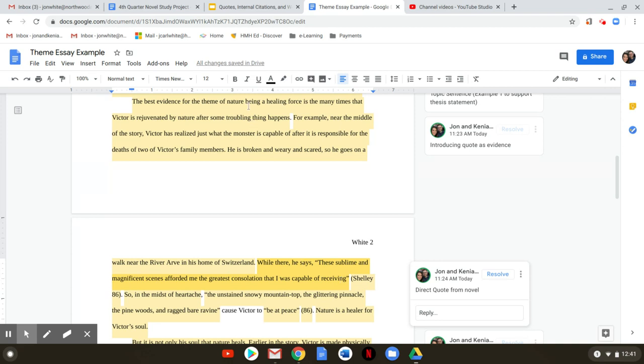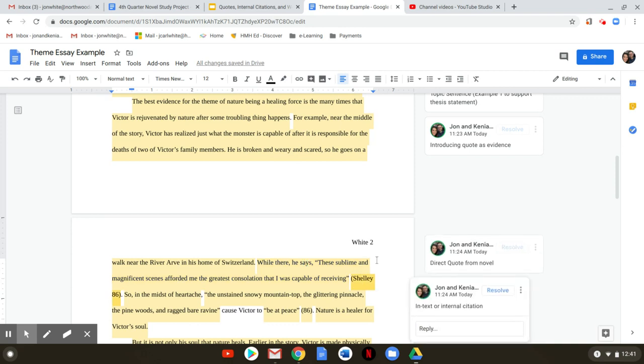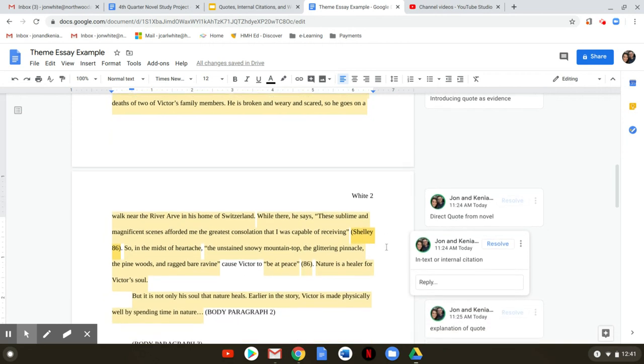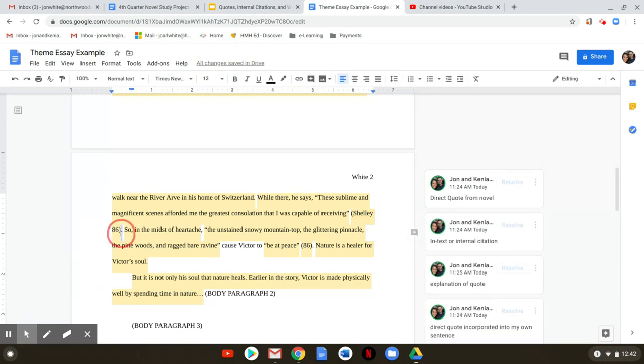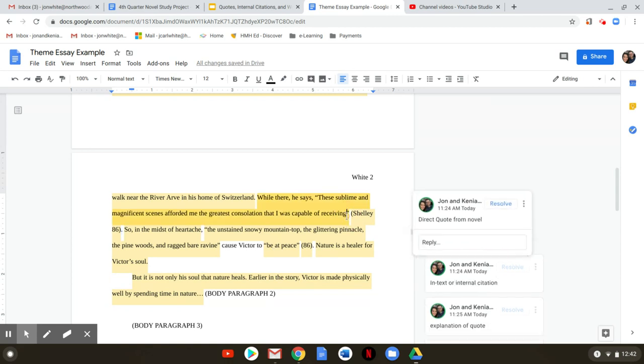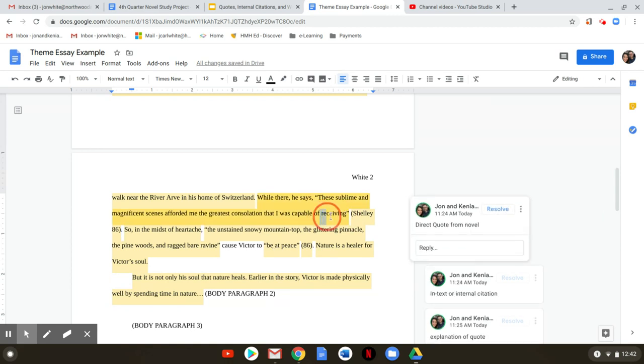Remember, we need to introduce, use the quote, then we need our in-text or internal citation. And what that looks like is the author's last name and a page number in my text. So the author's last name and the page number, it goes in parentheses. And notice the period comes after the internal citation. There's no end punctuation here at the end of my sentence.